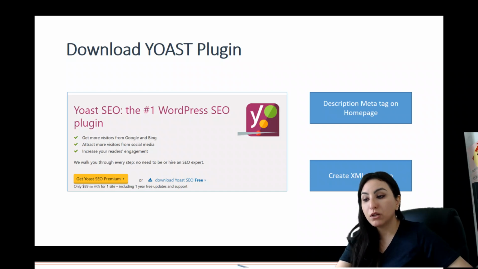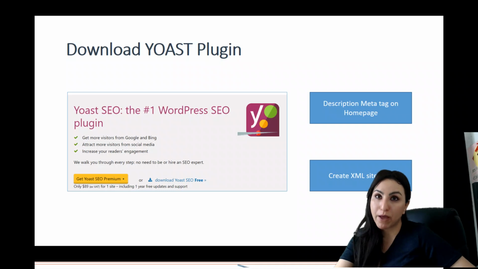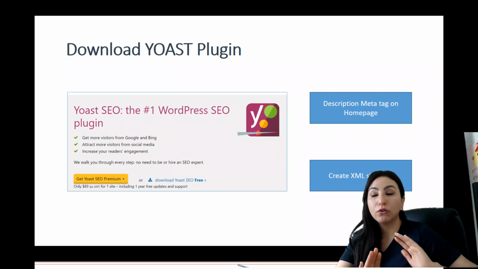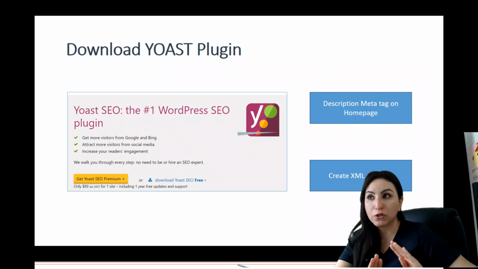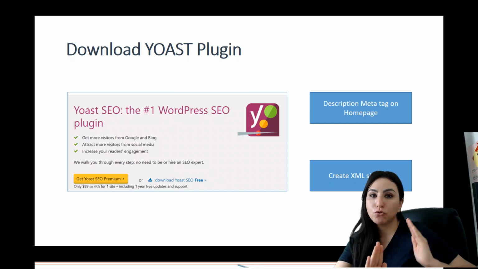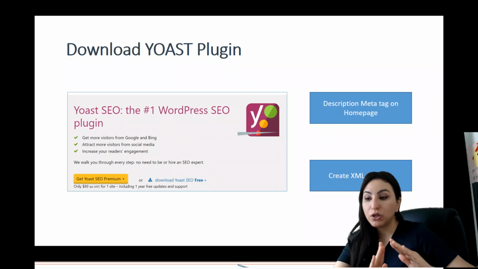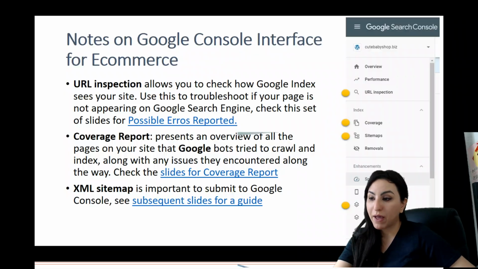The second thing that you need it for is the XML sitemap. So now that you have connected your digital property, your e-commerce site, let's say, to your Google Console, what you need to do is create an XML sitemap. But before I do that, let me talk to you a little bit about the interface of Google Console.